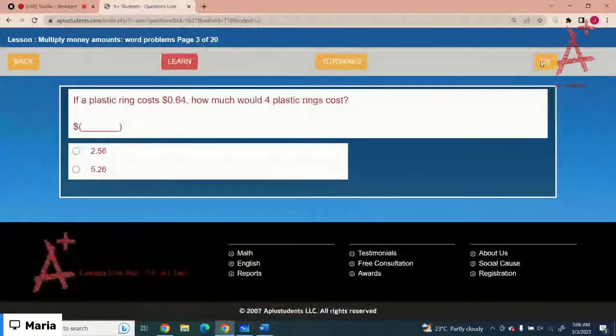Yes, very good. Okay, the next one is if a plastic ring costs $0.64, how much would four plastic rings cost? So you have to calculate the cost of four plastic rings. So you need to do 0.64 times 4. Got it?